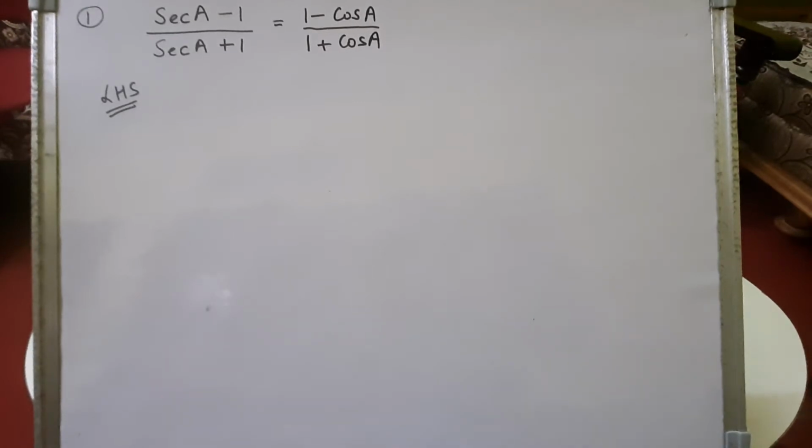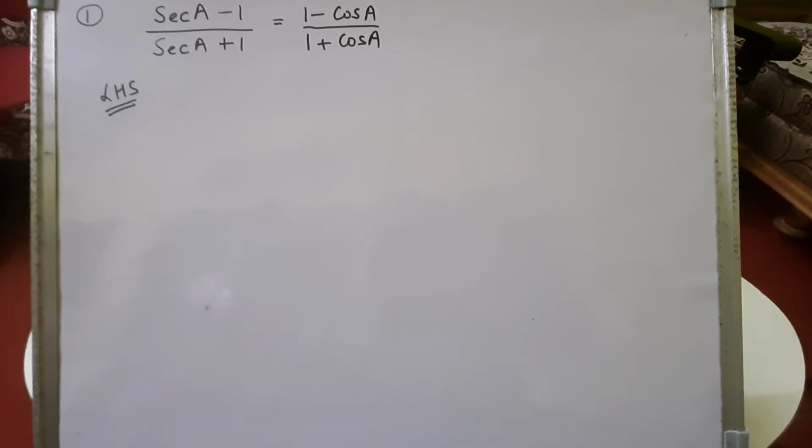Now let's solve some trigonometrical identities. How are we going to solve the sums? Suppose an identity is given as sec A minus 1 upon sec A plus 1 equals 1 minus cos A upon 1 plus cos A. That means we have to prove that this relation is correct by solving from the sides. That means if we solve any one side, we will get the other side, right?